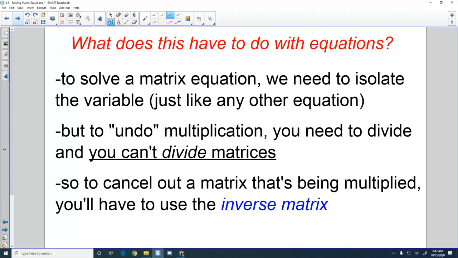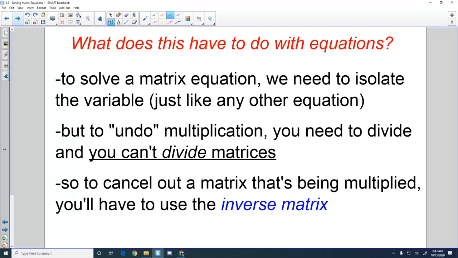What does this have to do with equations? Okay, with the last 15 minutes of class, let's finally get to the learning target. Don't write this down. This is kind of what I talked about earlier in the class. We're solving a matrix equation just like we'd solve a regular equation, right? We want to isolate the variable. And we have to cancel out certain operations. The opposite of adding a matrix, we would subtract a matrix. The opposite of subtraction is addition.